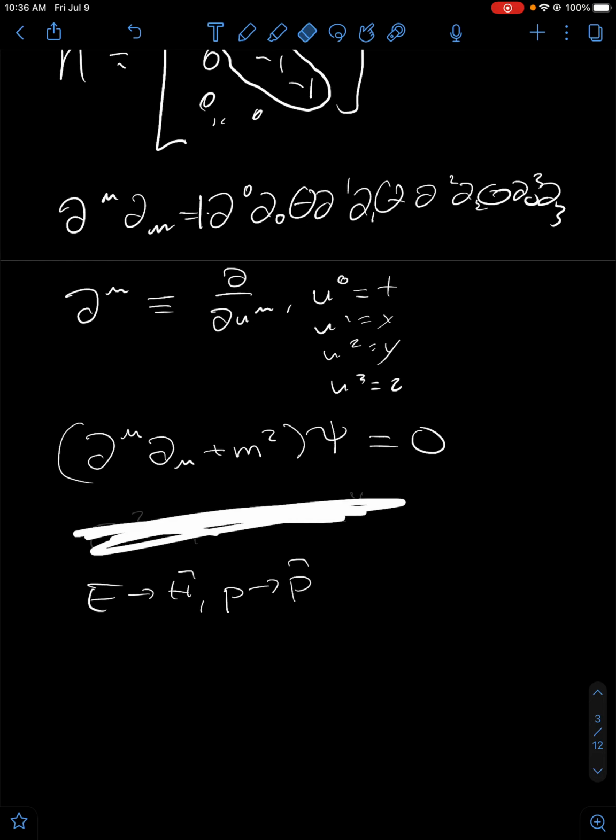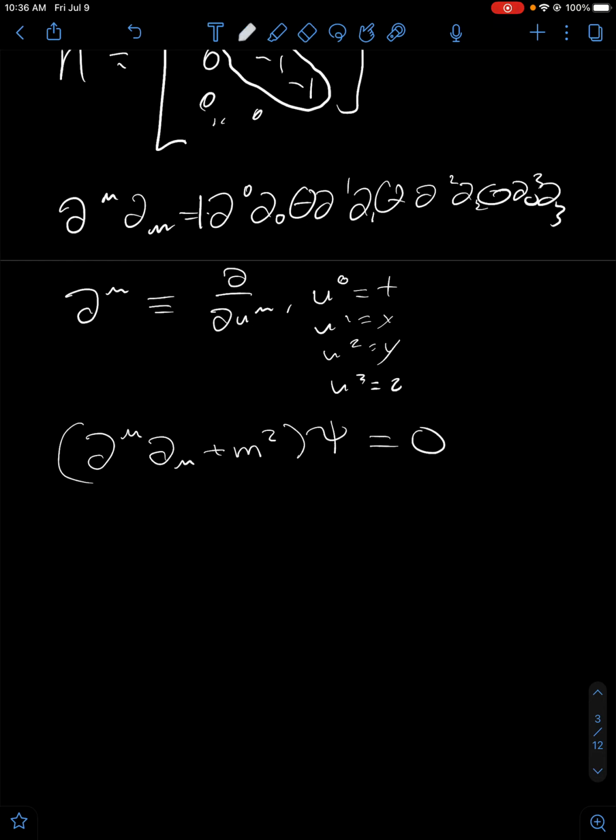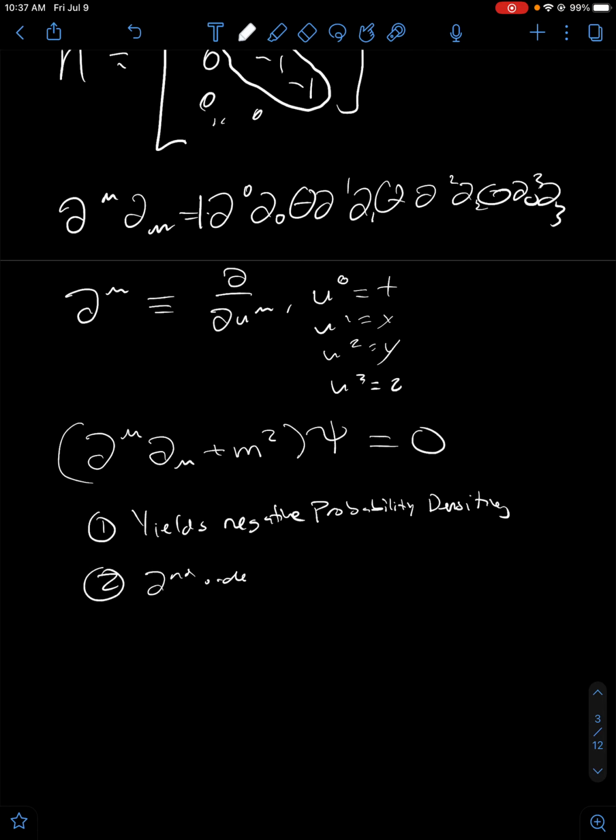So yeah, there are a couple of problems with the Klein-Gordon equation. One is that it yields negative probability densities. And 2, it's second order in time. And it turns out that being second order in time is actually what causes these negative probability densities.